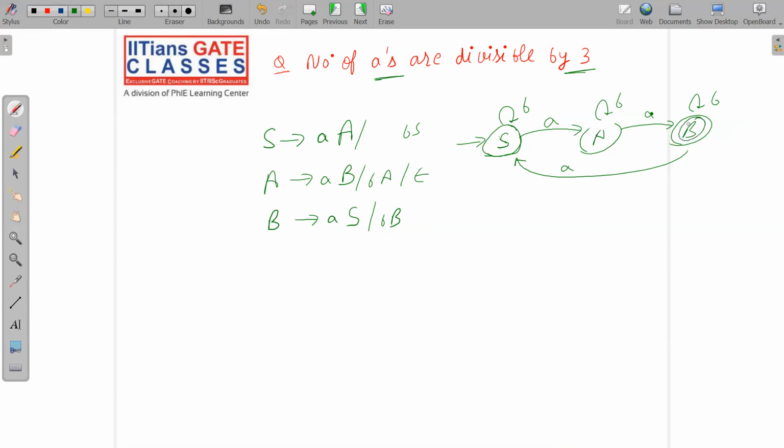So final means what? Null terminating. So remove null from here and apply null here. If I say not divisible by 3, that means what? These two will be final. So this will be null. I hope I have made the point clear.